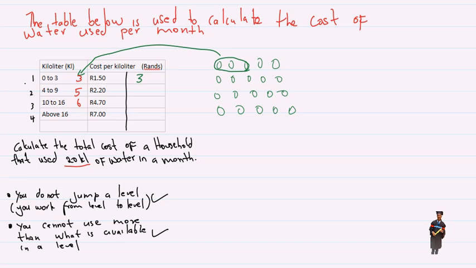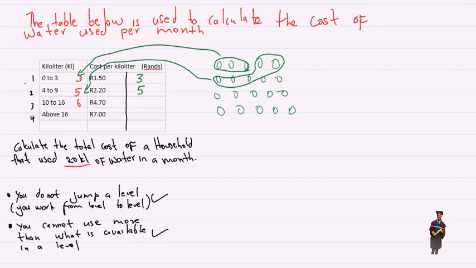So this is 1, 2, 3, 4, 5. This is the 5 that we are going to use in level 2. All right, so we are going to use 5. And then how many are we left with? We are left with 12. We are left with 12 kiloliters.